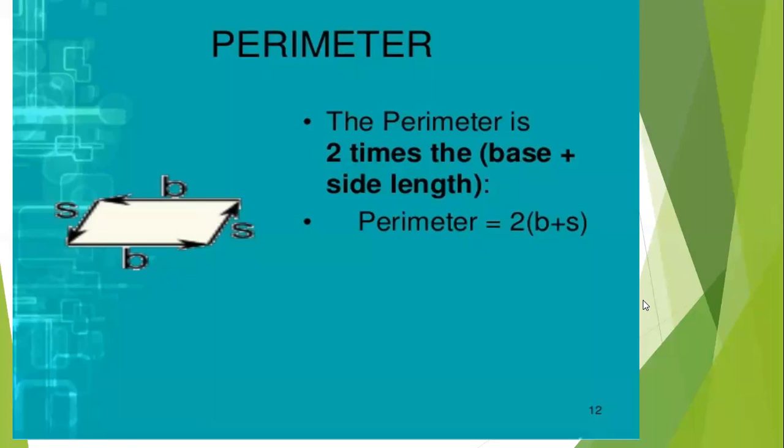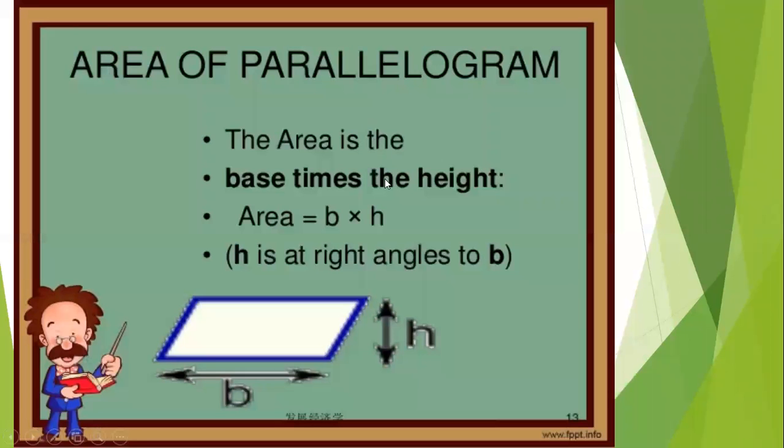Moving on, we look at how we find the area. To find the area, first of all, we have to find this vertical distance here, which we call the height, and then we multiply it with the length of the base. So the area is base multiplied by the height. Area is b times h. But first of all, you have to find the height of the figure.